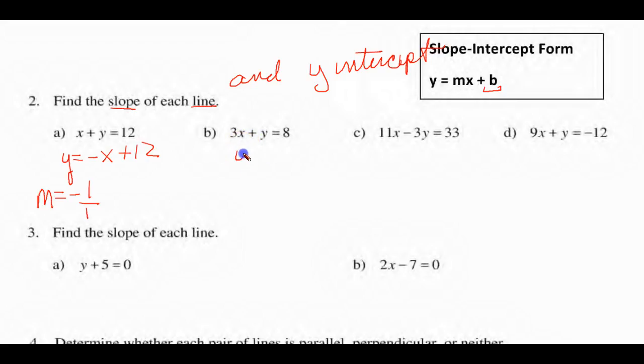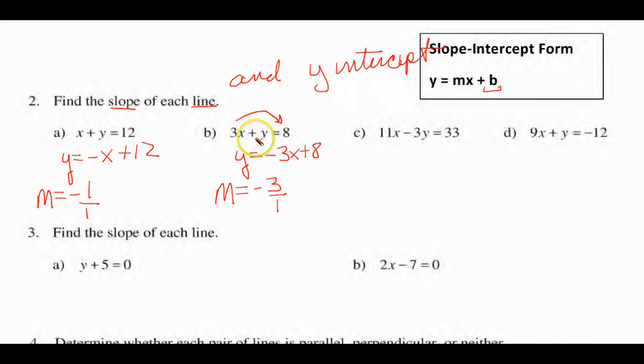Again, we have to solve for y. We transpose the 3x to this side becomes a negative 3x plus 8. So our slope then is a negative 3. And again, that's over 1. We don't write the 1.